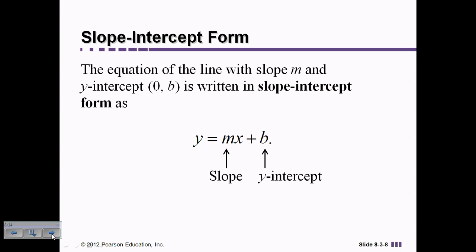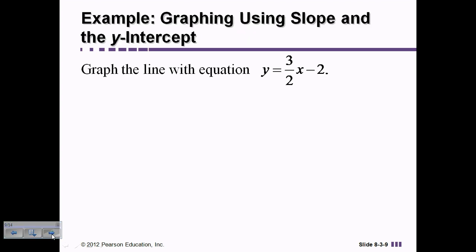So we're going to look at problems that are in slope-intercept form. If we look at a problem like this, the 3/2 is our m because it's the number with x, and the negative 2 is our b, it's our y-intercept. So our slope equals 3/2, and the y-intercept equals (0, negative 2).